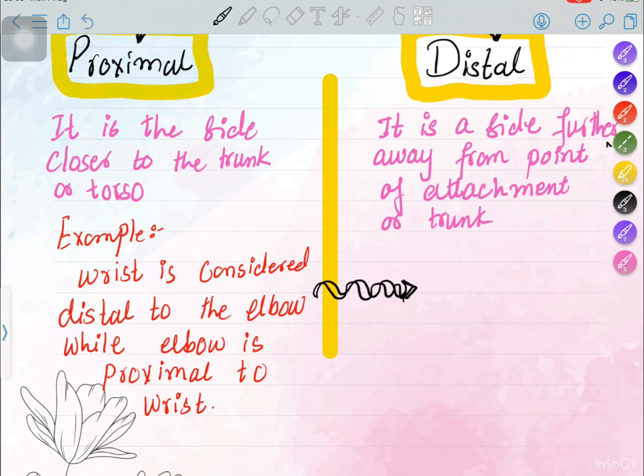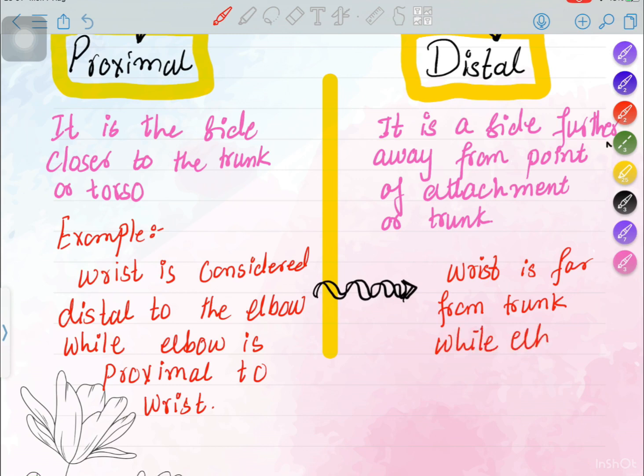I'm saying again and again, guys, I want you to become really pro at learning the terms, because when I use proximal and distal, I don't want someone asking what proximal or distal means. I'm not going to explain it there. So in a simple way, we could say that the wrist is far from the trunk while the elbow is closer to the trunk. This is a simple way of saying it. I will write it here so that you understand if you don't understand the fancier part.